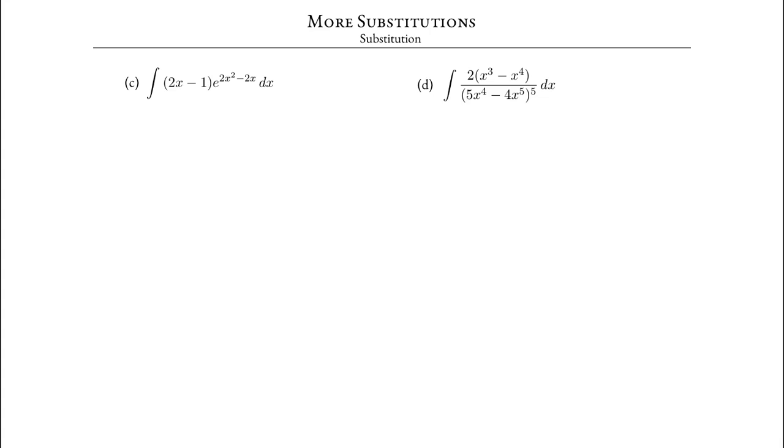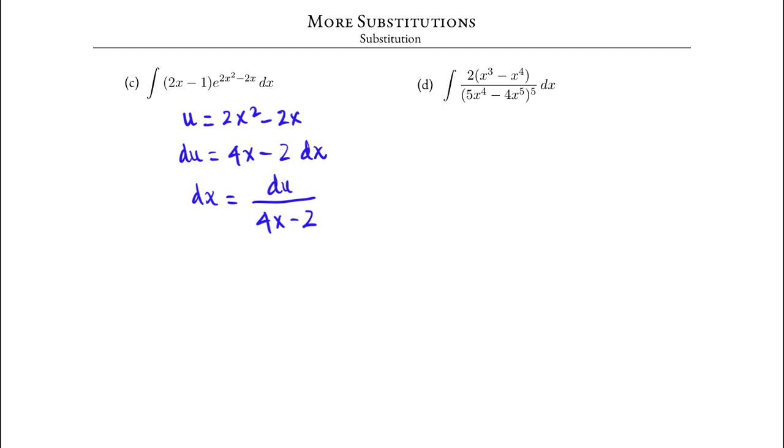Integrate (2x minus 1) times e to the 2x squared minus 2x. Usually, we let u be the exponent of the exponential expression. So in this case, we will attempt to let u be 2x squared minus 2x. Then du is (4x minus 2) dx. And therefore, dx equals du over 4x minus 2.